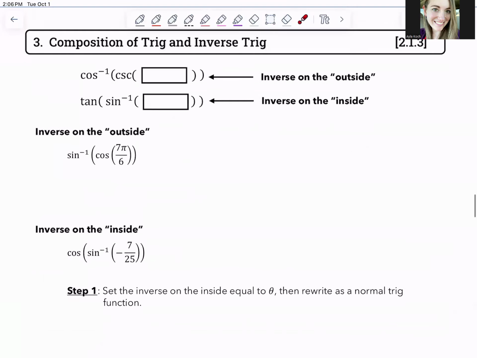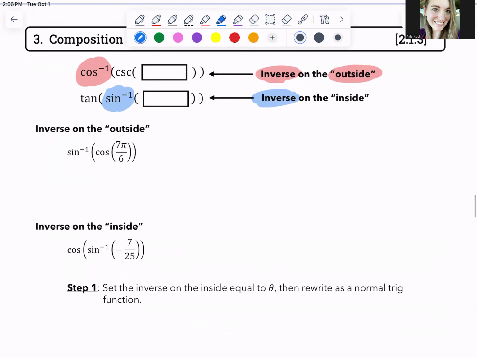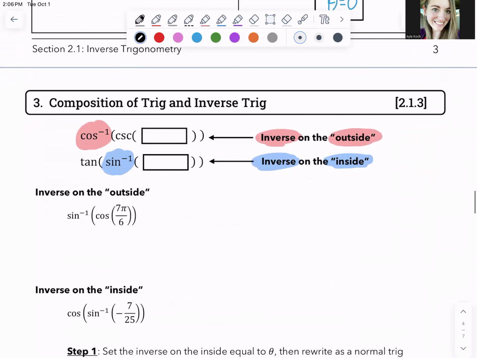There are two different things that can happen here. Either you can have the inverse on the outside, or we can have the inverse on the inside. Those situations are handled differently. They are similar, but they are different processes, and one is a lot more lengthy than the other, as you can see by steps 1, 2, and 3 for the second one. It will start with inverse on the outside.